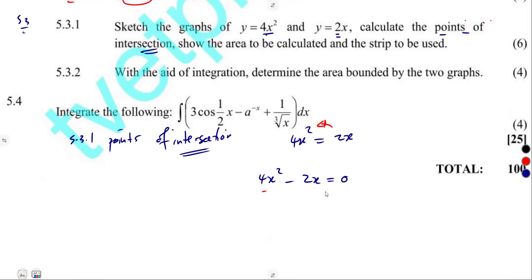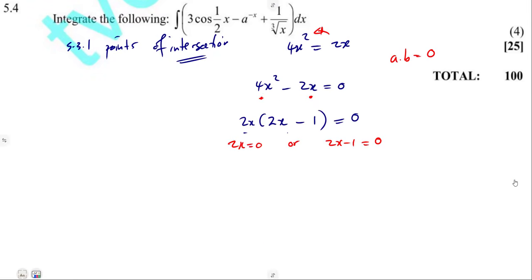Using highest common factor factorization, 2x is common, so we factor out 2x. 4x squared divided by 2x is 2x, and minus 2x divided by 2x is minus 1, which is equal to 0. Using the product concept, where a times b equals 0, a must be 0 or b must be 0. So 2x is equal to 0, or 2x minus 1 is equal to 0. That's it.